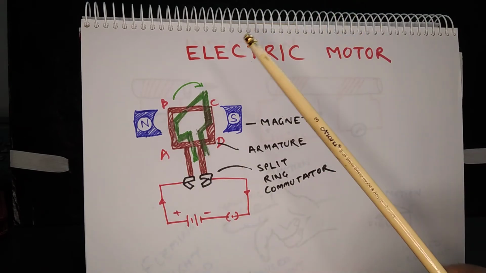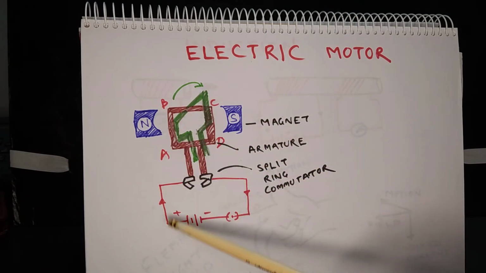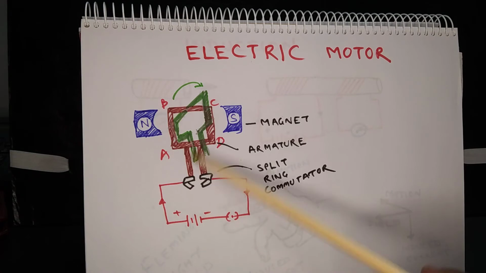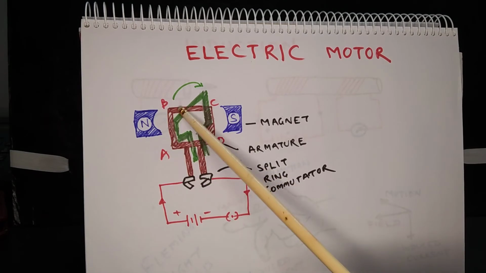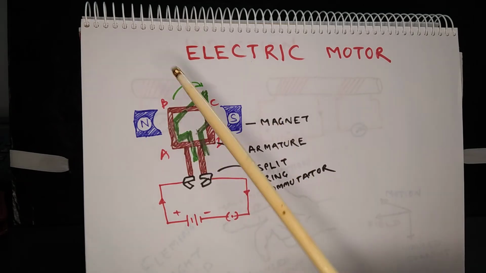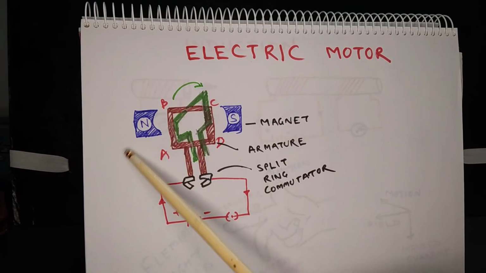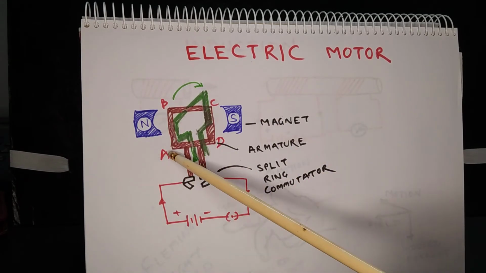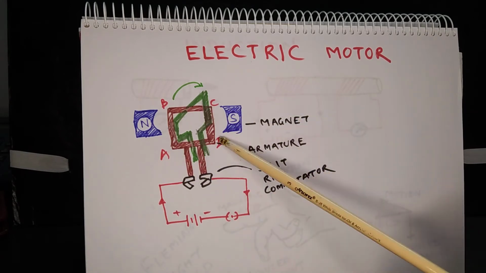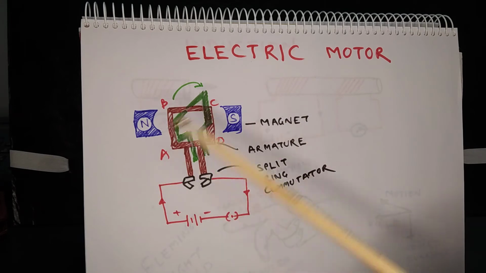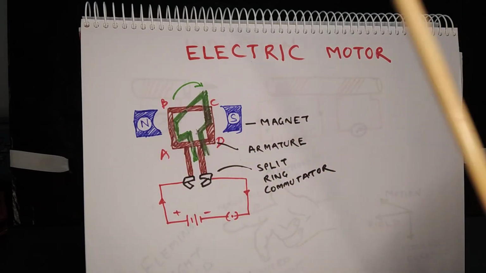Okay. So what happens when electric current flows through this coil? The current will pass from A to B in this direction. Okay. So now, since the direction of field is from north to south, this portion of the coil moves up, and this portion of the coil CD will move down. So it will make half a turn.